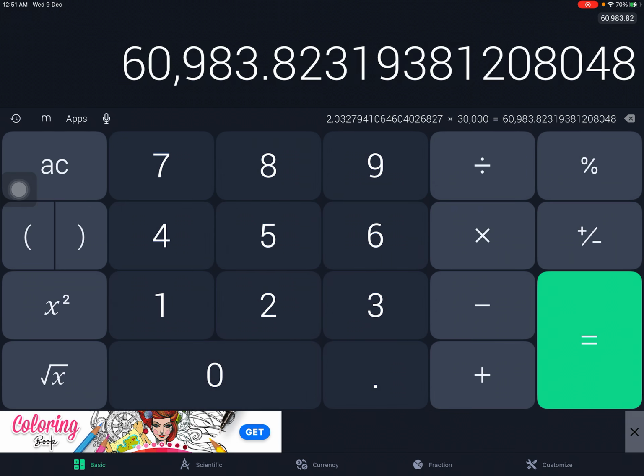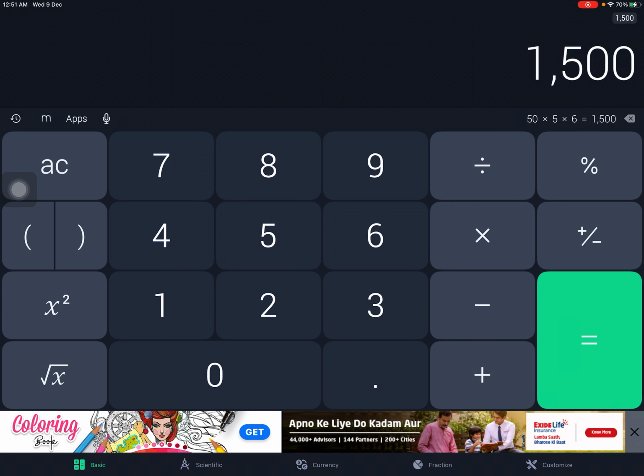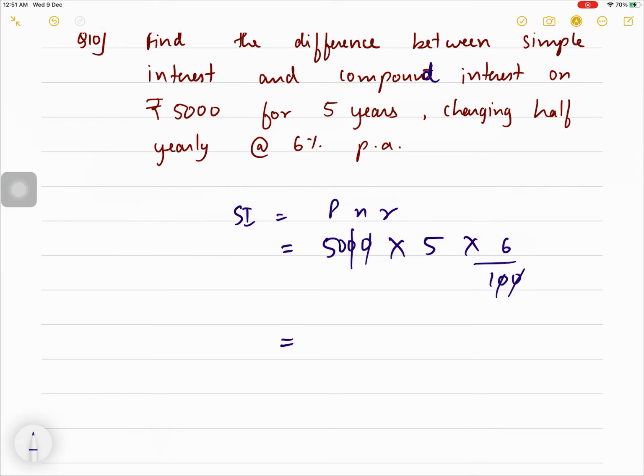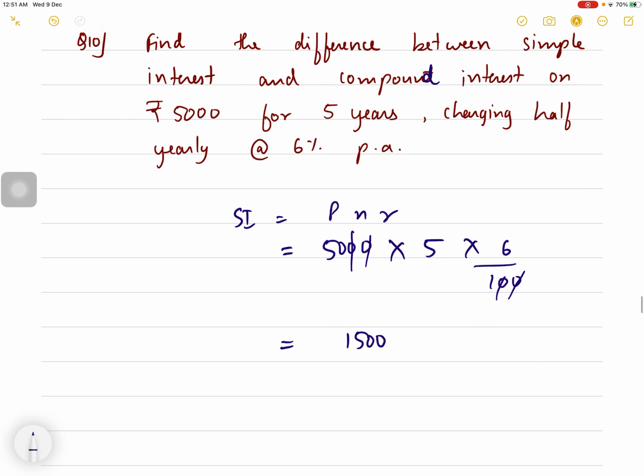So 50 into 5 into 6. So simple interest is 1,500. Now let's find compound interest.